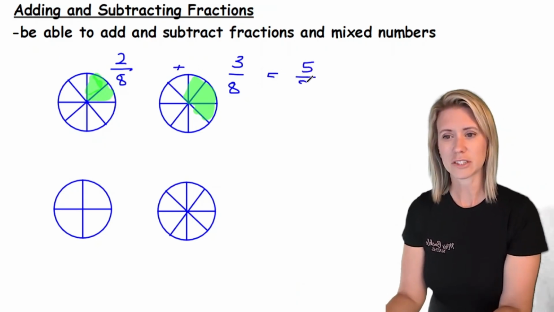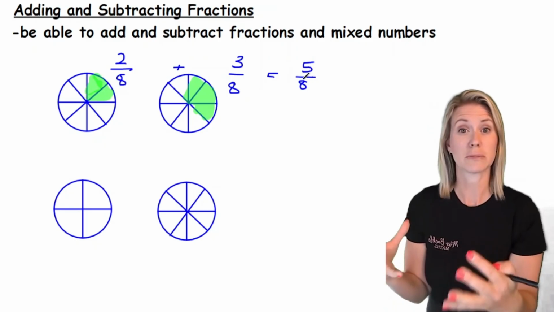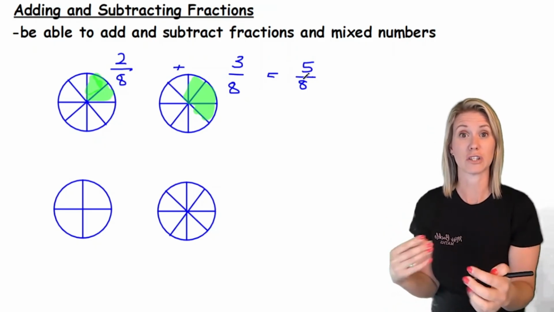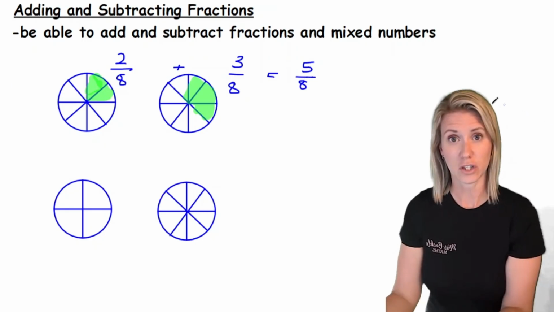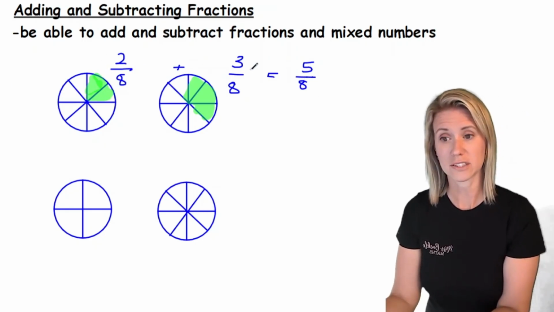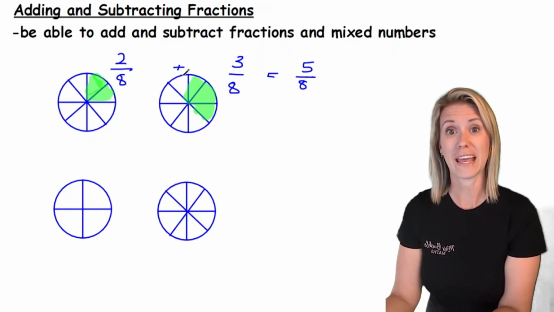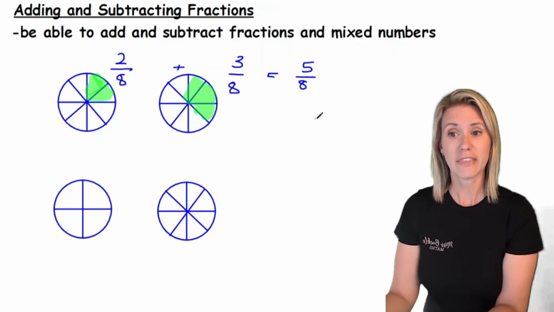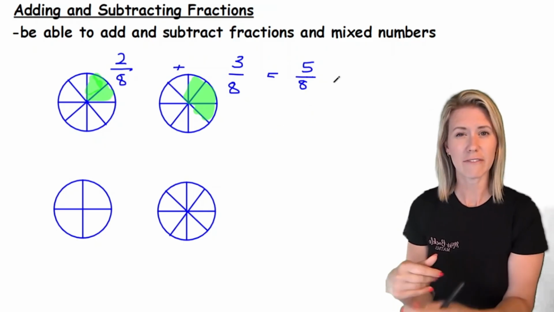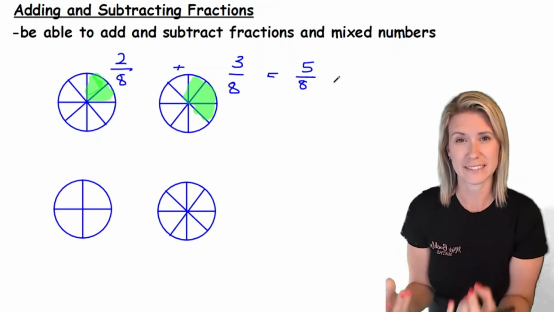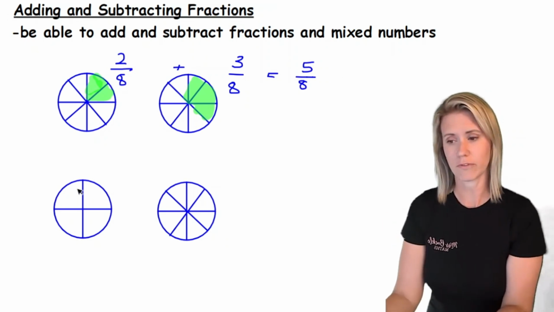Now, this demonstrates one of the most important principles when we're adding and subtracting fractions. We do not add the denominator, only the numerator. 2 plus 3 is 5, but the 8 remains constant. That's because we still have the sections in 8s. They haven't got bigger, they haven't got smaller, they're still 8s. We just have more of them.